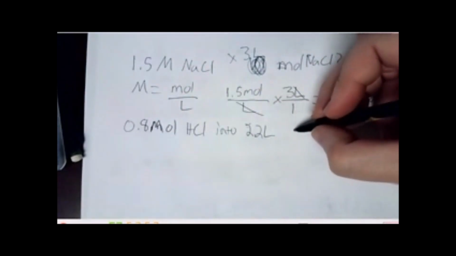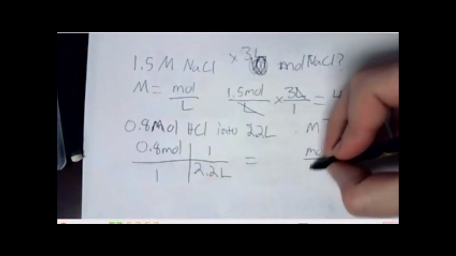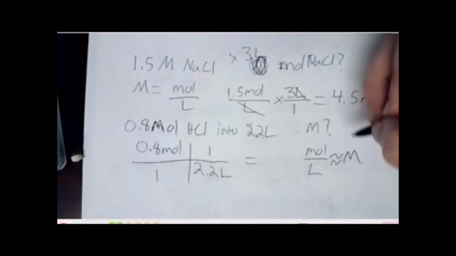If I dissolved 0.8 moles of hydrochloric acid into 2.2 liters of solution, what would be the molarity? Once again, to get molarity is moles over liters. So to do that, you're going to have 0.8 moles divided by 2.2 liters. And the units are going to be moles over liters, which is equal to molarity.